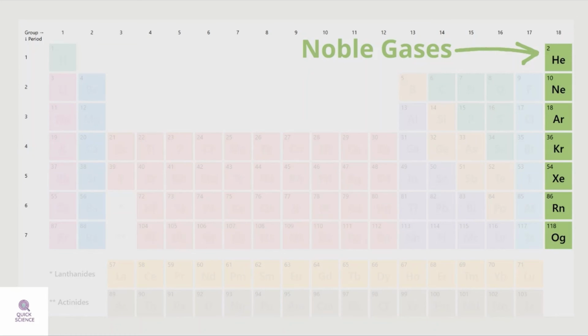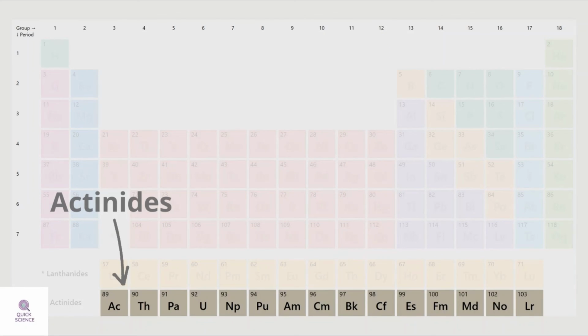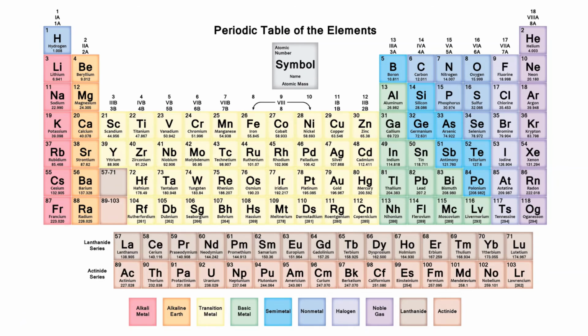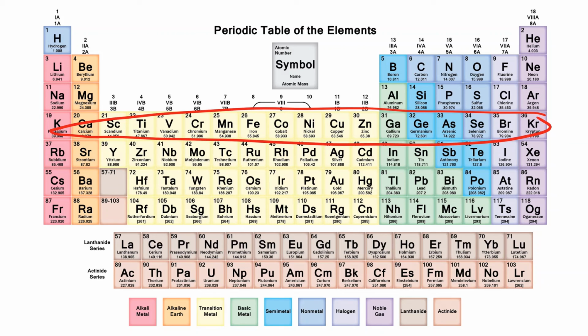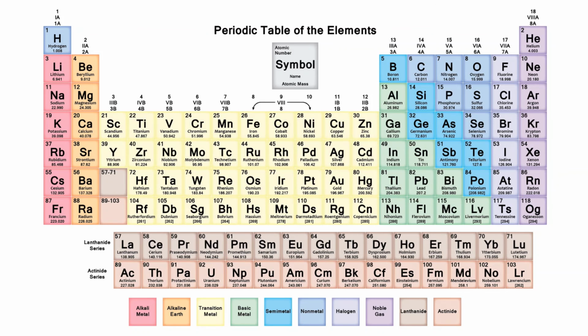And the elements in group 18 are called noble gases. And these are lanthanides. And these elements are called actinides. The vertical columns of elements are called groups and horizontal rows are called periods. There are 94 naturally occurring elements on Earth and the remaining 24 are synthesized in the laboratory. And that brings us to the end of the lesson on periodic table.